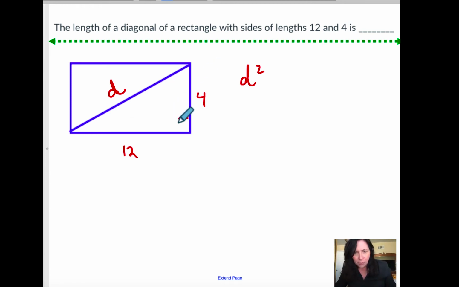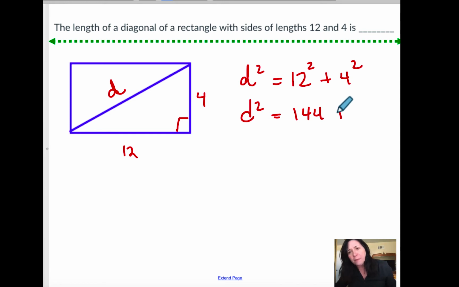hypotenuse, this being a right angle because it is a rectangle, that is equal to this leg squared plus this other leg squared. So my hypotenuse squared is equal to 144 plus 16. And so all you have to do is use your calculator. So 144 plus 16 gives us 160.